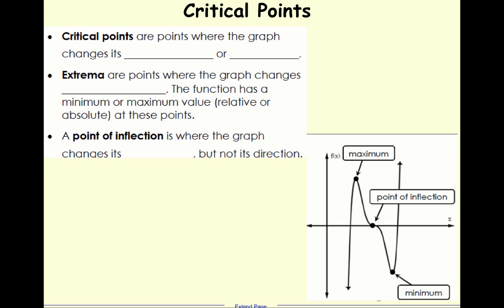Okay, now we have a point of inflection, which is where the graph changes shape. So this other critical point right here is our point of inflection because we're continuing to decrease, but the shape of the graph changed. It didn't continuously go down at the same rate.